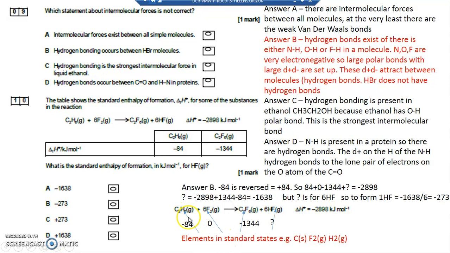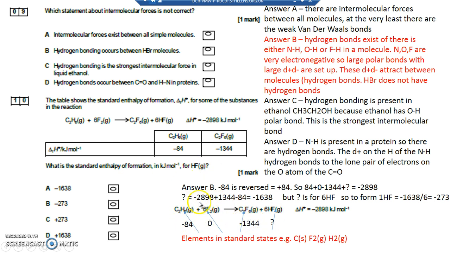And when I form the C2H6 here, it says it's minus 84. So I'm forming it from the elements in their standard states, and I'm making this minus 84. Fluorine is already in its standard state, F2, that's as you normally find it, just a normal element. It's not combined with any other atom, so I've not actually had to make it at all. So the enthalpy is 0 for that. To make C2F6, it's minus 1334 here. And to make 6 lots of HF, I don't know. That's what I need to find out for HF.